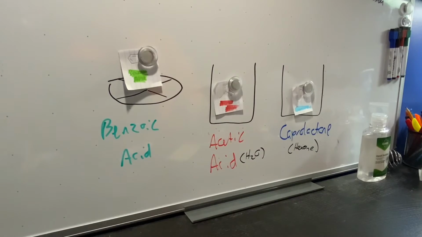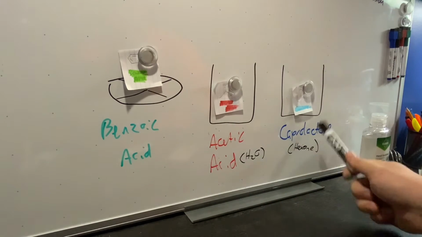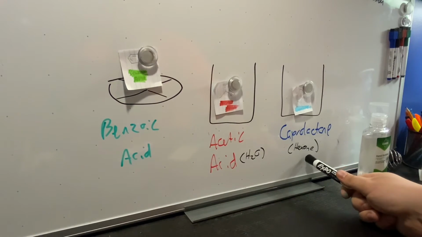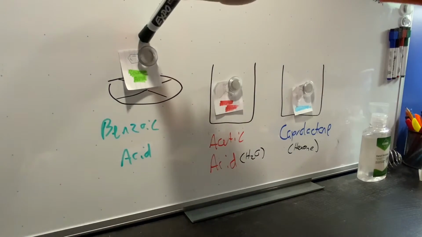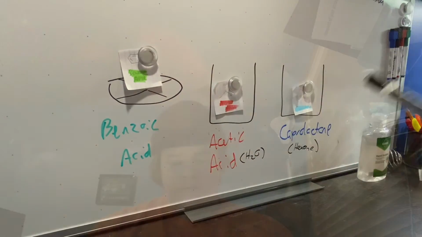After our separatory funnel technique, we will drain the lower layer of acetic acid dissolved in H2O into one beaker and the top layer of caprolactone dissolved in hexane into another beaker. So after that step, we will have our benzoic acid separated in its precipitate form in a filter. We will have acetic acid in one beaker and caprolactone in the next.